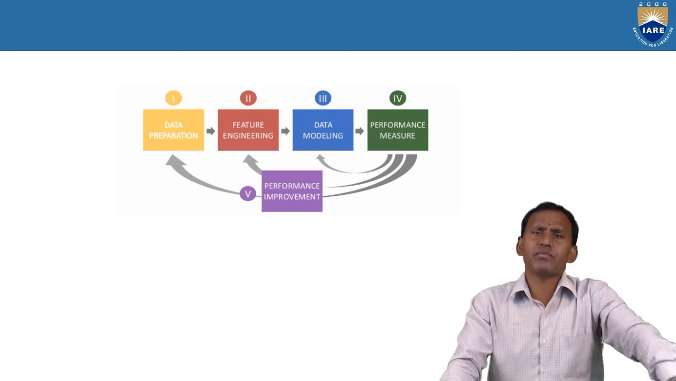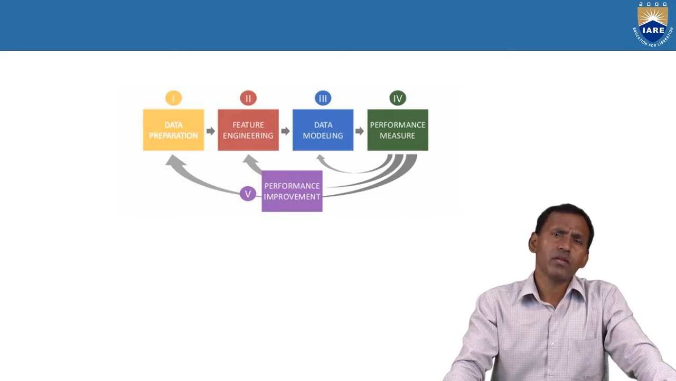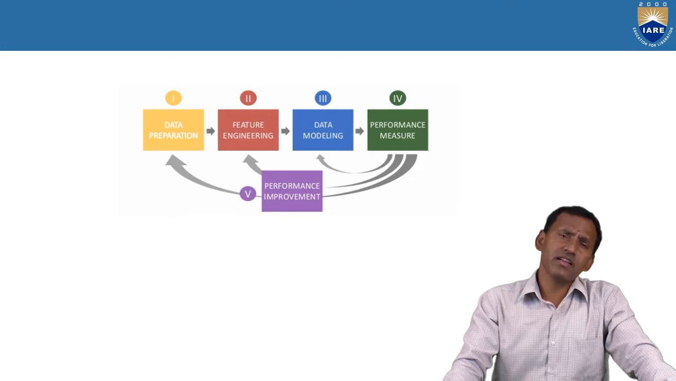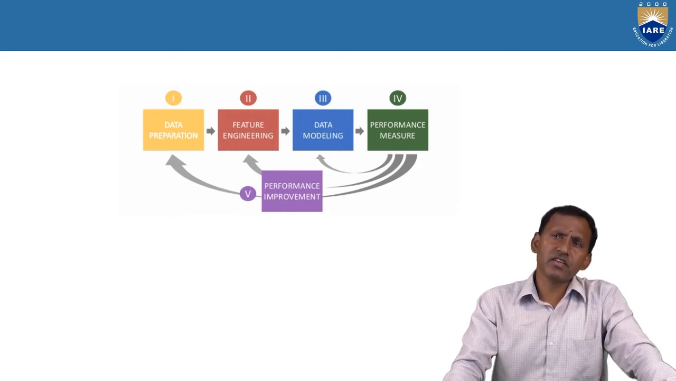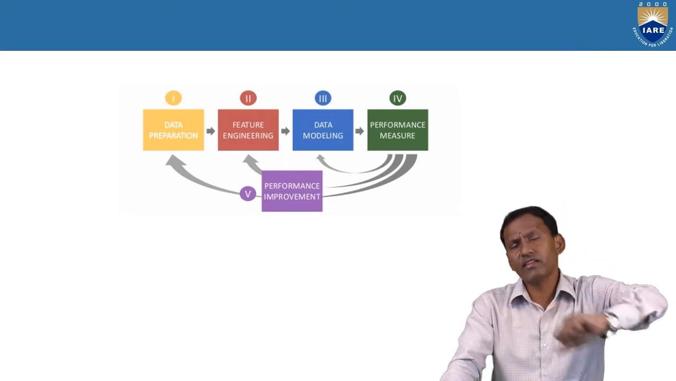Now these are the steps to build a machine learning model. The first one is data preparation, feature gathering, data modeling, performance measure, and performance improvement. All these steps we can discuss one by one.